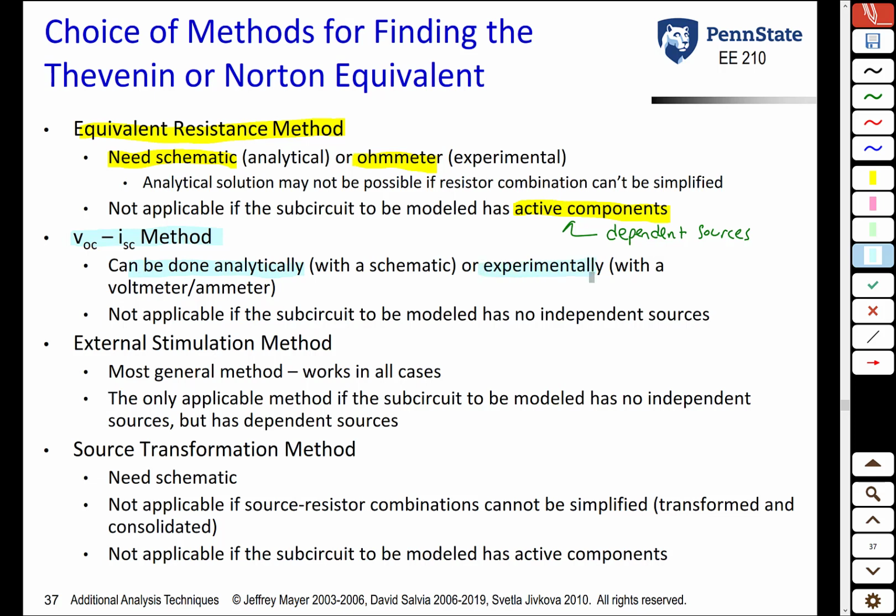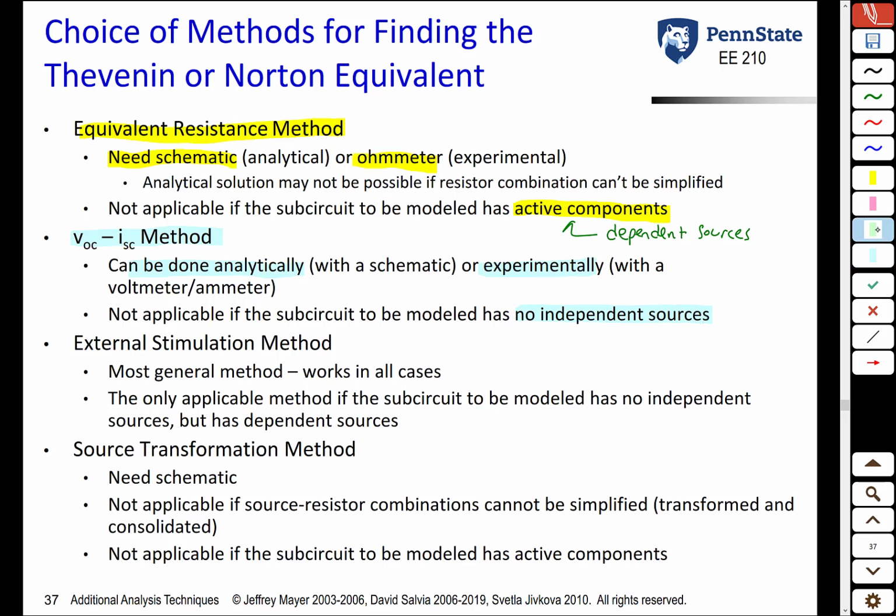You could measure the open circuit voltage, measure the short circuit current, and then divide those to get the resistance. And we saw that this method is preferable to the equivalent resistance method because you can handle circuits that have dependent sources. However, this method requires that you have some independent sources. If you have no independent sources, you cannot use this method. So it's more versatile than the first method, but it's not completely versatile.